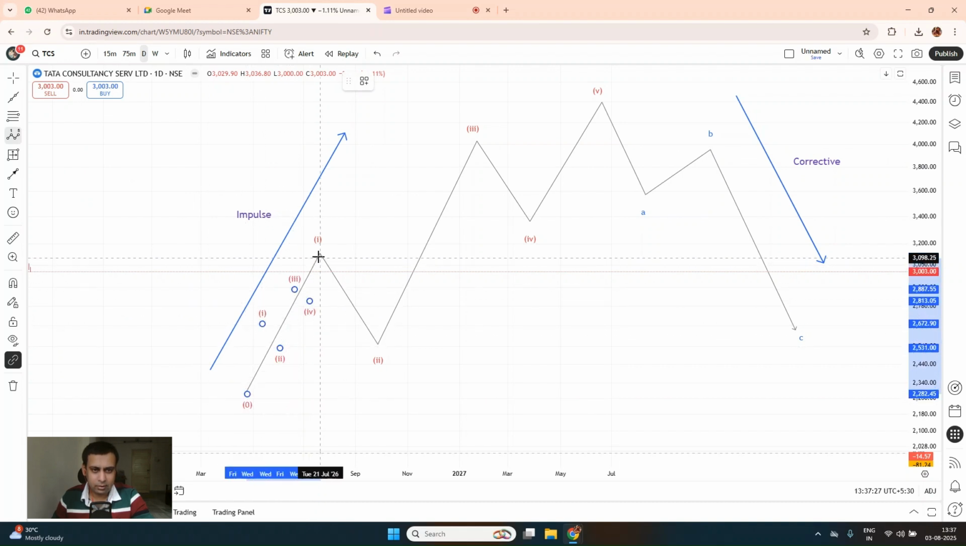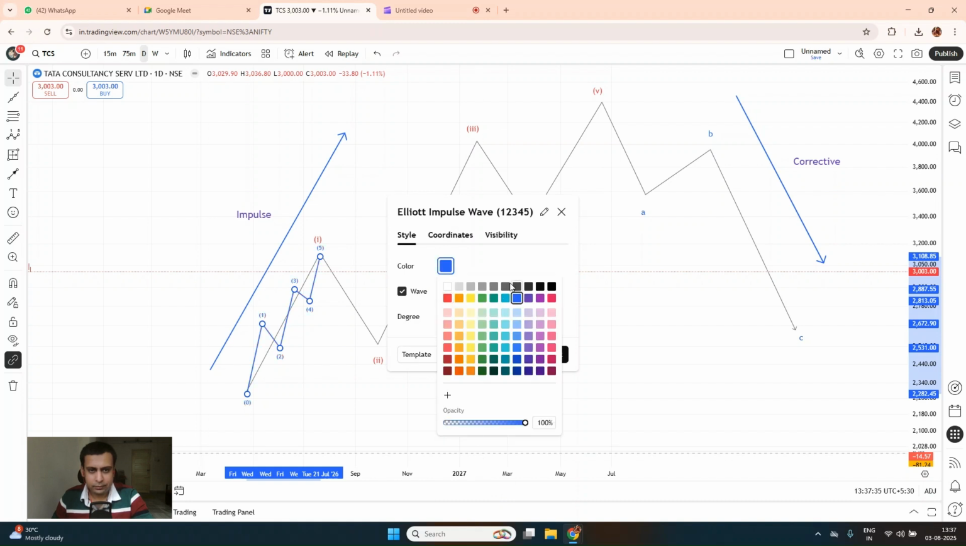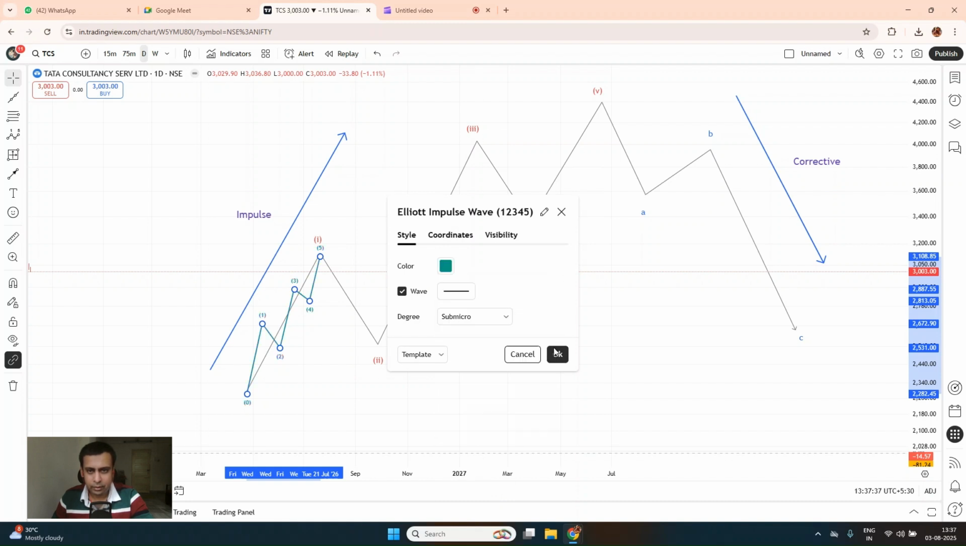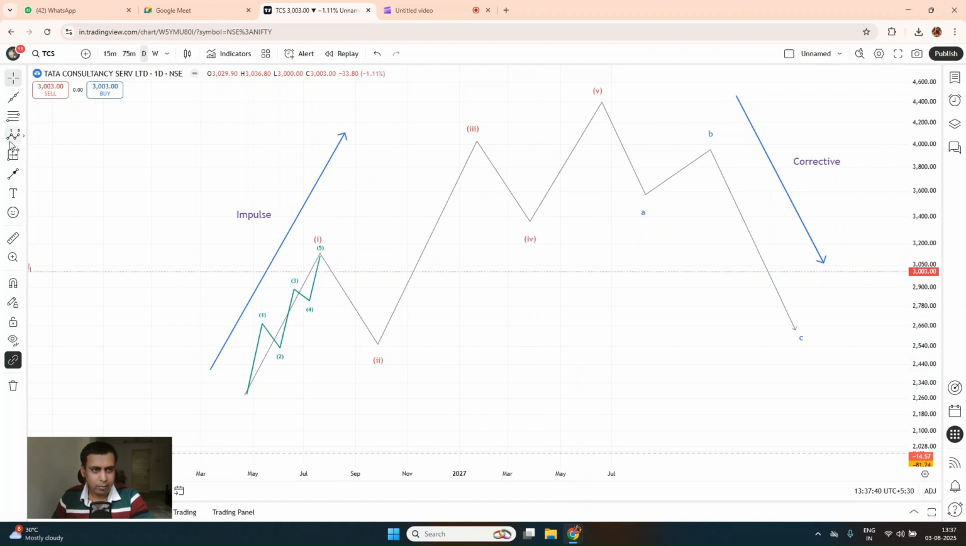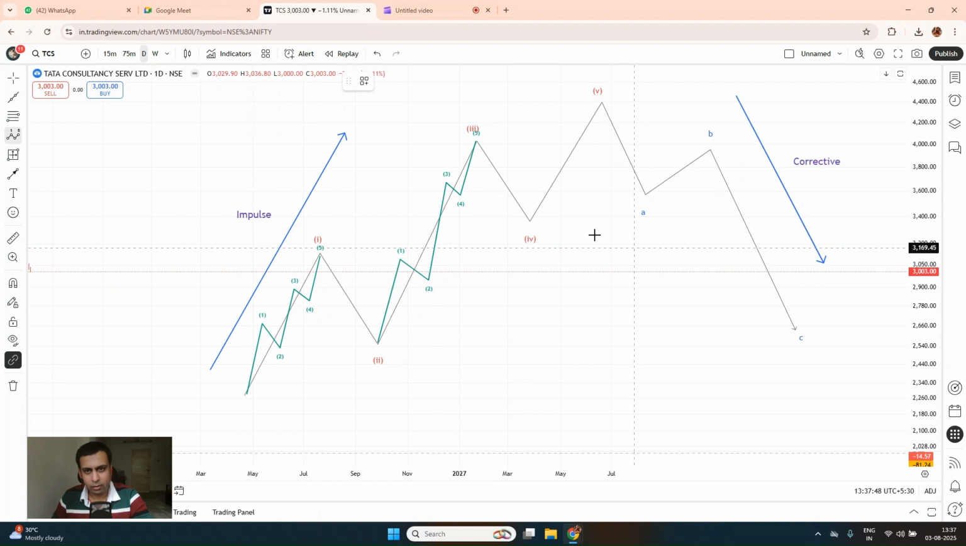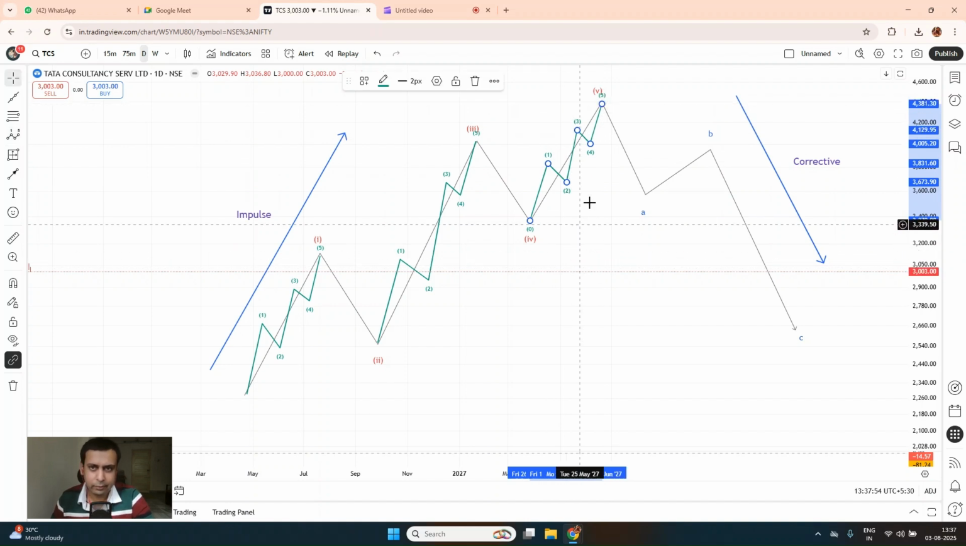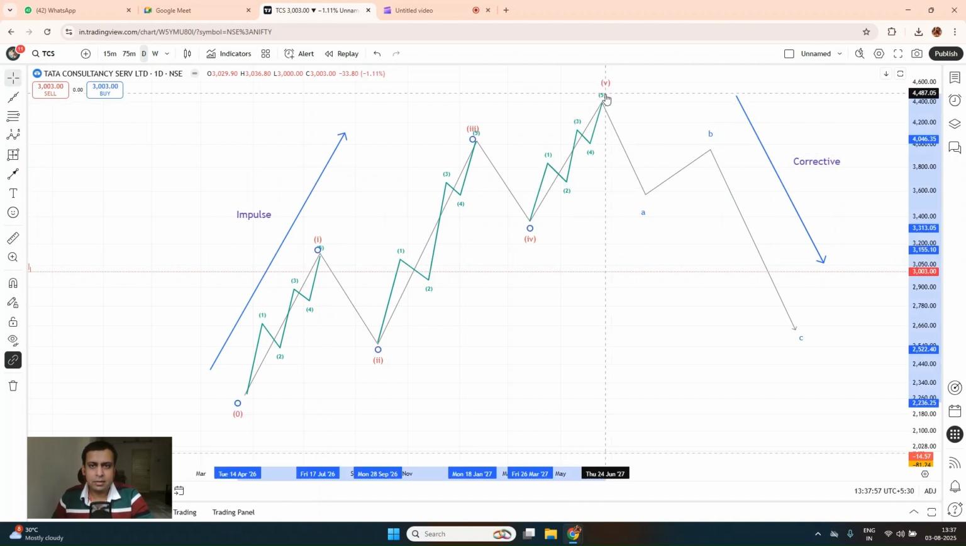So I'll quickly, let's call it a wave, and I'll change the color. Let's make it green, right? So these waves are also made of different subwaves, or we call it the waves within the waves. There's a name to it. We'll come to it a little later. So these are the waves.